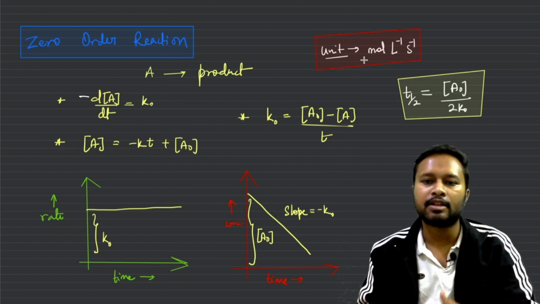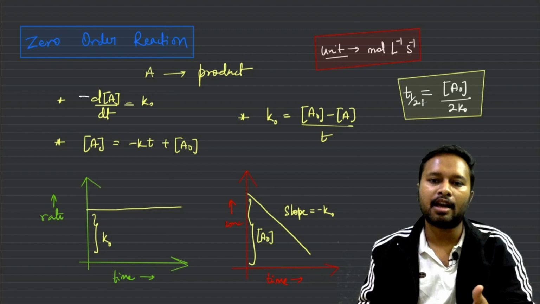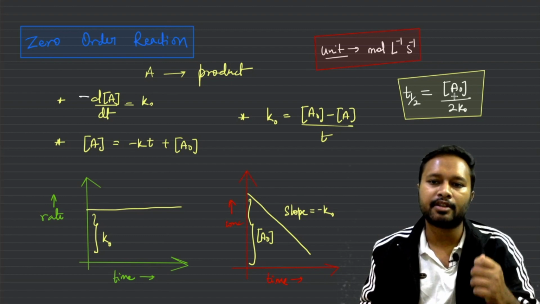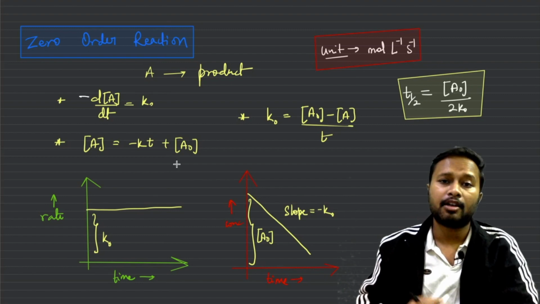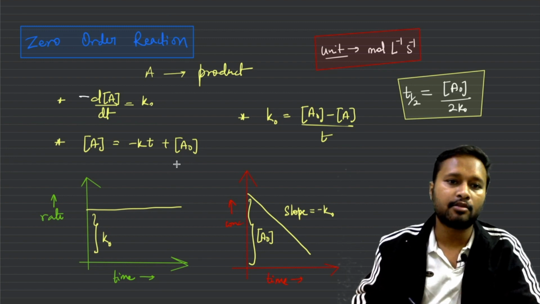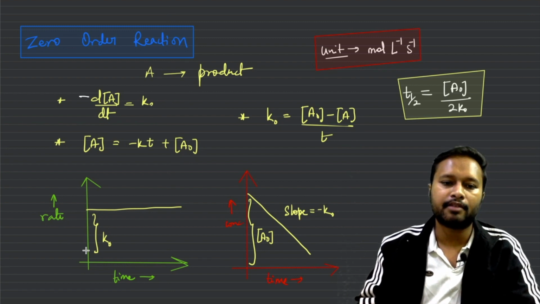The unit is given as moles per liter per second. T half of a zero order reaction is given by this expression: A naught upon 2 K naught. Now there are certain important graphs also from your zero order reaction. The first one is rate versus time.